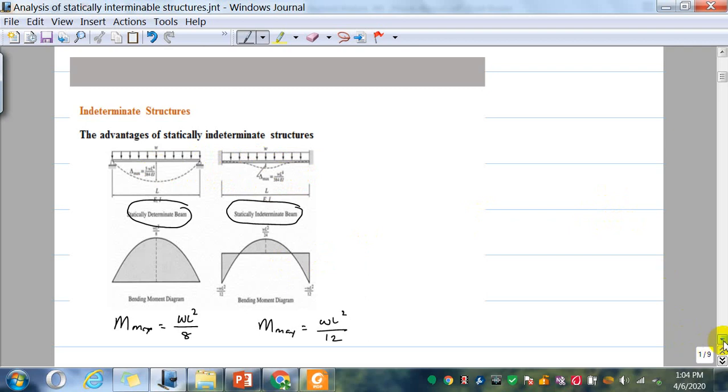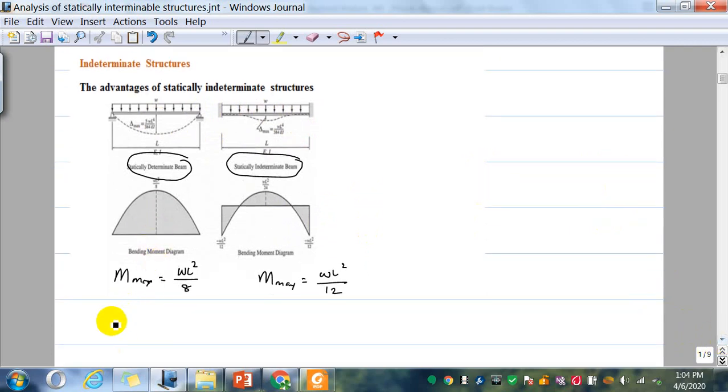And also if you look at the deflection, here the delta max is given as 5WL to the power 4 over 384 EI. And here the delta max is WL to the power 4 over 384 EI. So the statically determinate structure has 5 times more deflection than the statically indeterminate one.